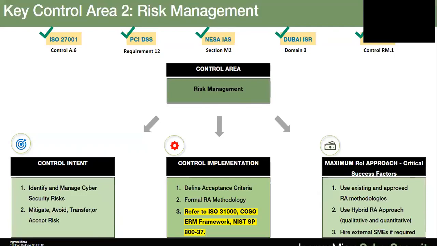So now, how can we maximize our efficiency and the return on investment on risk management efforts? One of the tips is to avoid development of new methodologies altogether. It's always better to use existing and tested methodologies that you already have in place, such as, for example, the Enterprise Risk Management Framework, NIST 837 or ISO 31000.